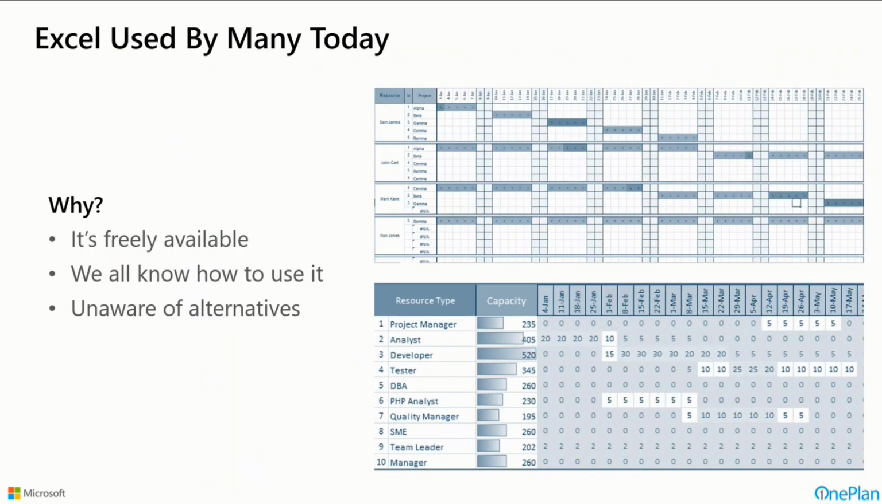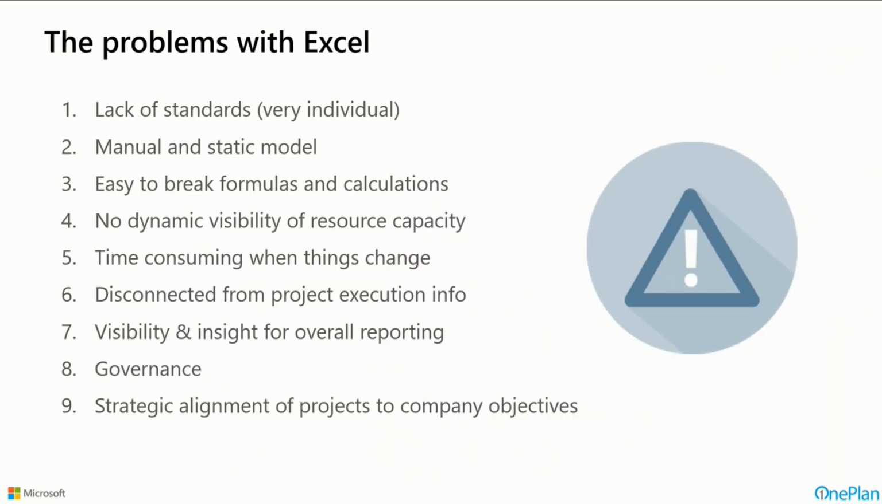Now, many are doing this in Excel today because it's something that's freely available. They all know how to use it, and they're unaware maybe of viable alternatives for them to use. Now, that's great, and it tackles the problem of that resource-only dimension. But why are there problems with this? One, it generally lacks standards. It can be very individual in its nature to do something organization-wide.